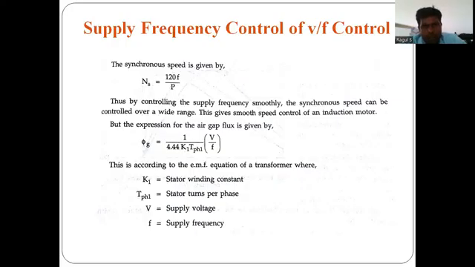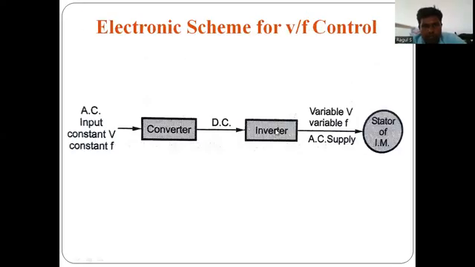But the expression for the air gap flux is given by φg = V/f. Here the voltage is directly proportional to the air gap flux, while the frequency is inversely proportional to the air gap flux. The remaining parameters: K1 is nothing but the stator winding constant, and TPH1 is the stator turns per phase. V is the supply voltage and f is the supply frequency.